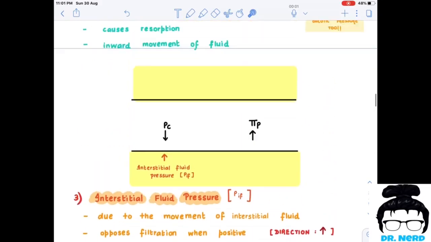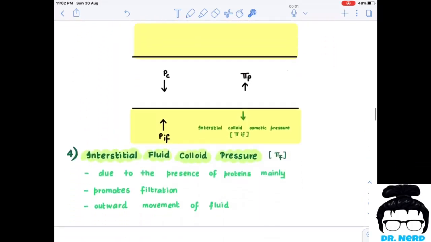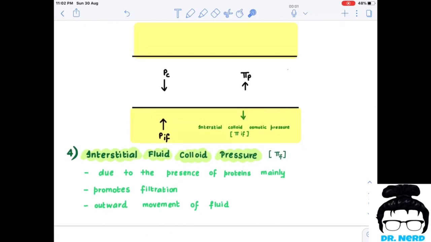Moving on. Also, remember the symbol for this is PIF, and this IF stands for interstitial fluid. Moving on. The last one we have is interstitial fluid colloid pressure. The symbol for this one is pi IF, and again the IF stands for interstitial fluid.